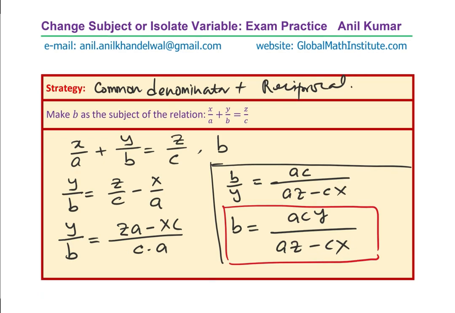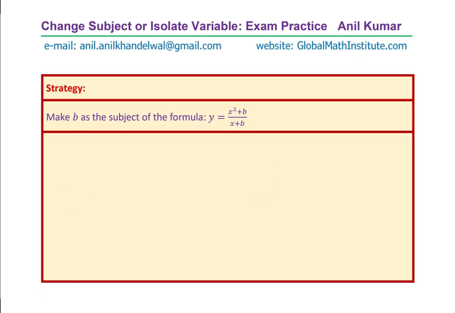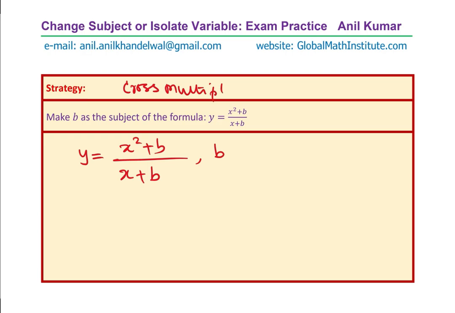Perfect. Question number 5. It is again a rational expression given to us as y equals to x squared plus b over x plus b. The question is, make b as the subject in the given formula. So we need to isolate b in this case. It is like a proportion, so you're going to cross multiply and then factor. Is that clear to you? So let's do it. So we get y times x plus b equals to x squared plus b.